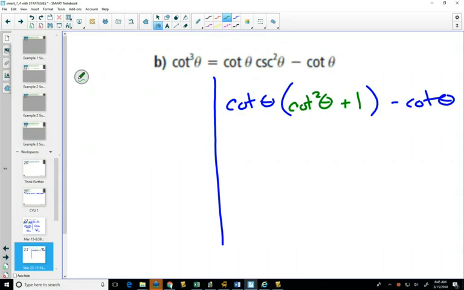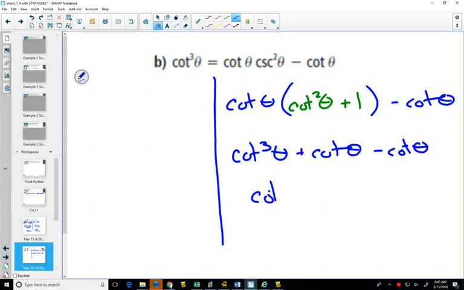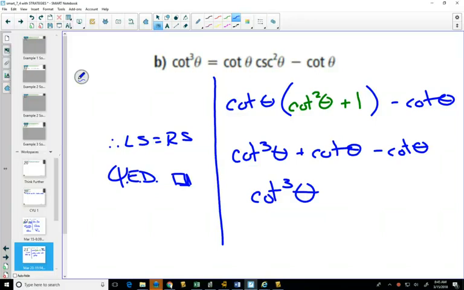And so if I substitute that in, and any formula that's on your formula sheet you're allowed to use, well, now if I distribute it, I'm going to get cotangent cubed theta plus cotangent theta minus cotangent theta. Well, those will cancel out. And we're done. That's pretty quick, eh?